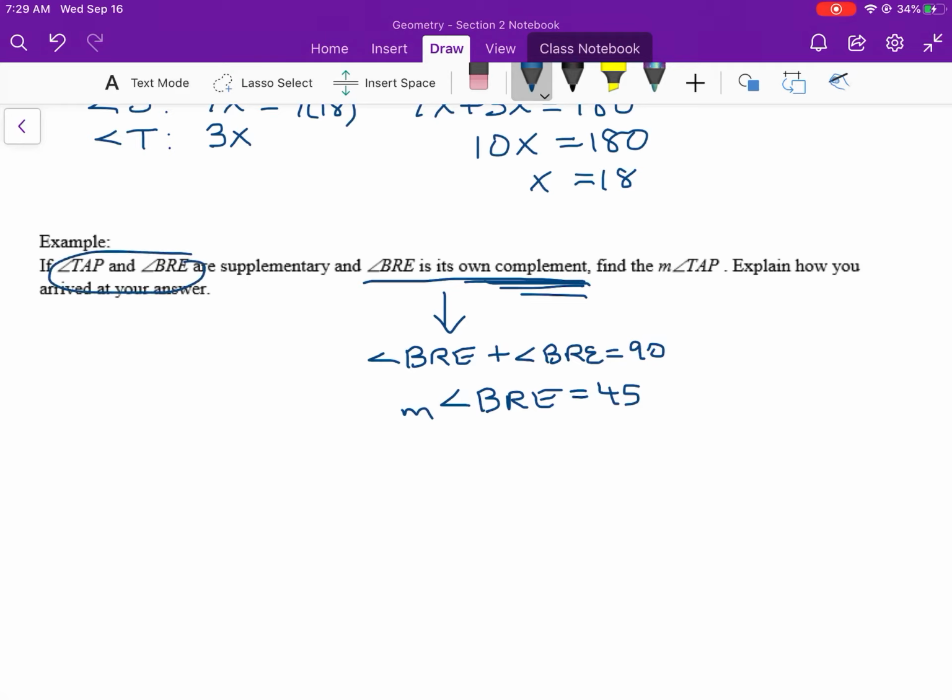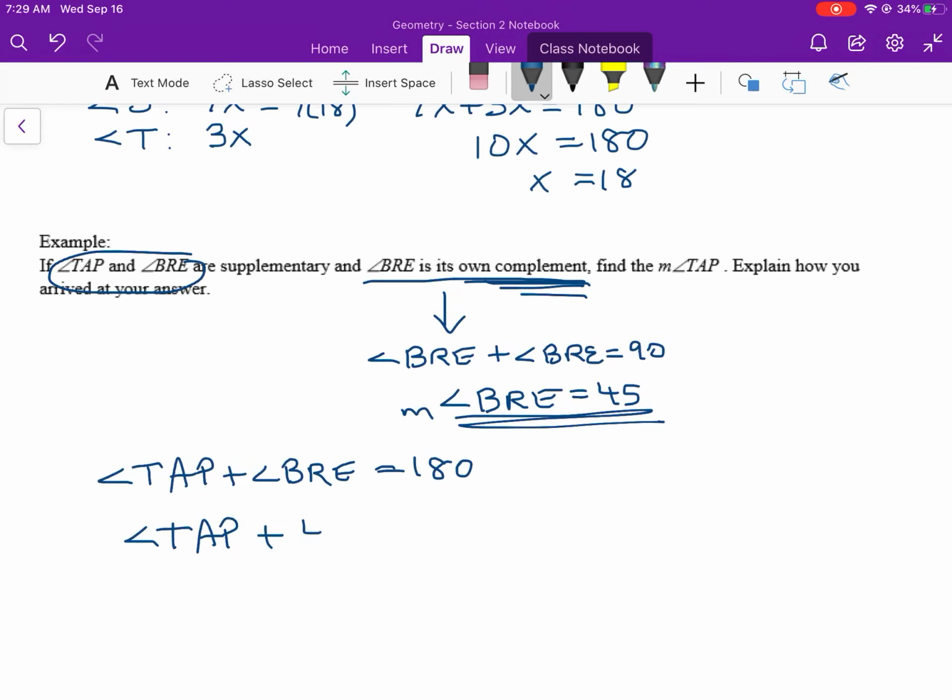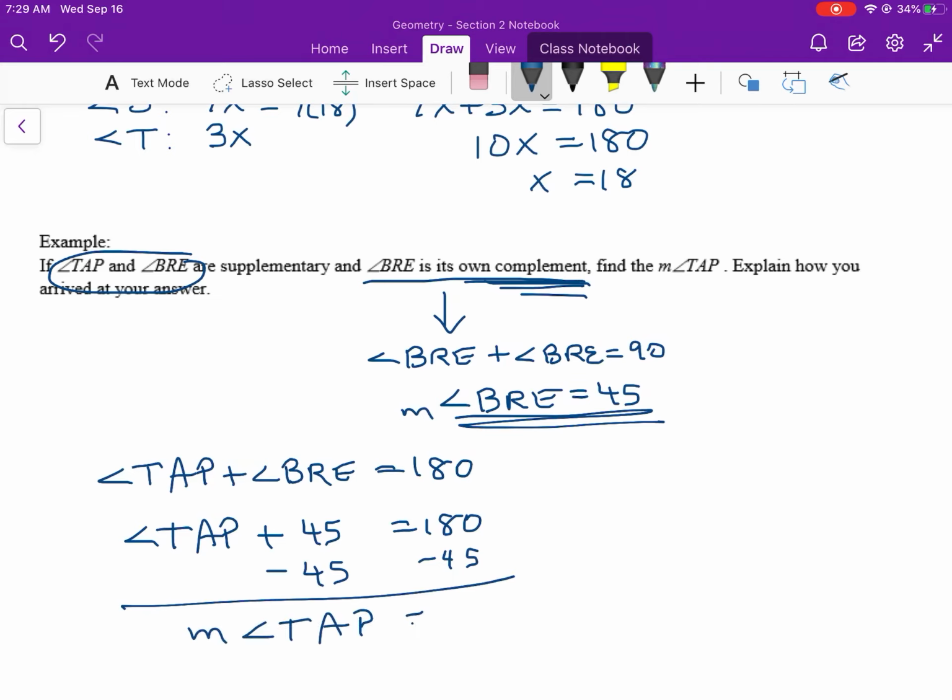Okay, so now it says angle TAP and angle BRE are supplementary. Well, that means they add up to 180. Well, if I already figured out that BRE was 45, now I have TAP plus 45 is equal to 180. So I subtract 45 and I get 135. So the measure of angle TAP is 135. Explain how you arrived at your answer.